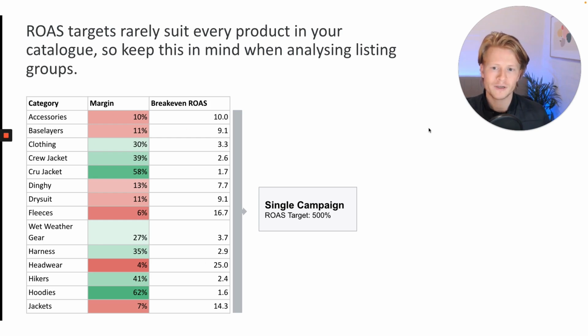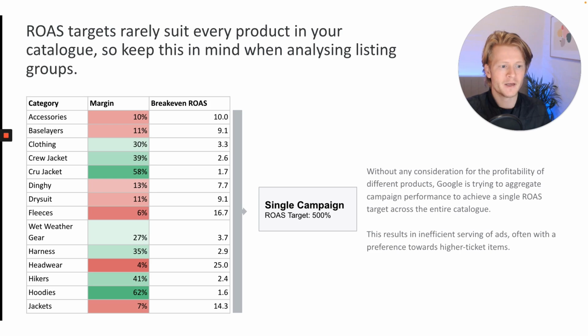So Google doesn't know what our margins are, and that's why we have to get strategic and business-minded about how we approach this. As I've written, without any consideration for the profitability of different products, Google is just trying to aggregate campaign performance to achieve that one ROAS target that you set across the whole catalog. So it's ultimately an inefficient outcome, and I think you can see why.